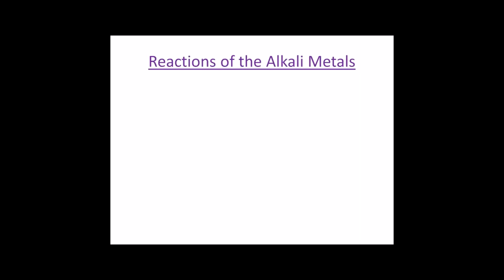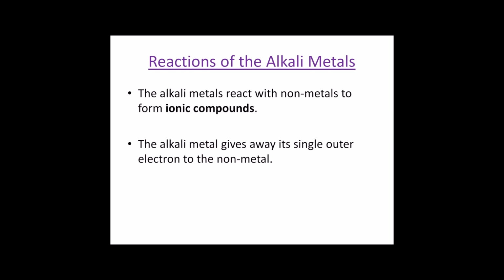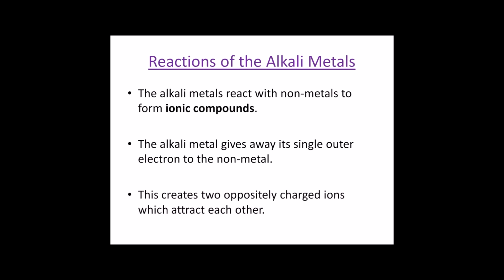Now we're going to have a look at some of the reactions in a bit more detail. They react with non-metals to form ionic compounds, and you'll learn more about ionic compounds in topic 2. What happens here is the alkali metal gives away its single outer electron to the non-metal. So it gives it away, doesn't want it. And this creates two oppositely charged ions, which attract each other.